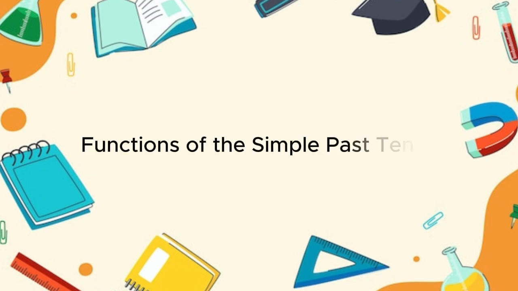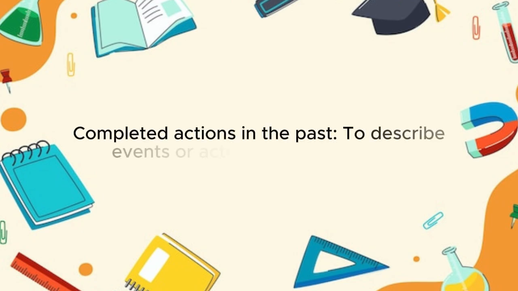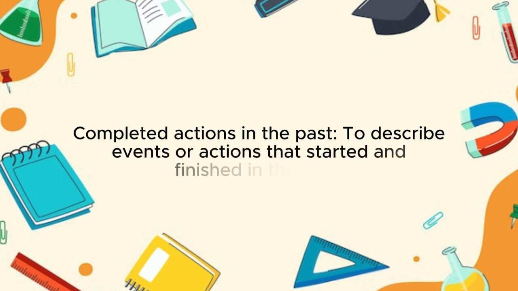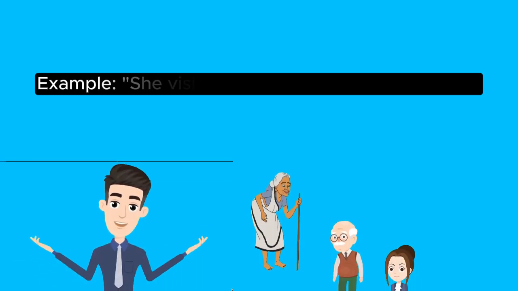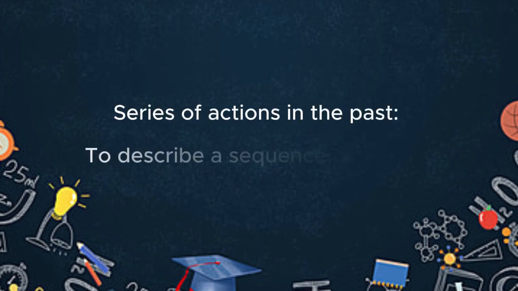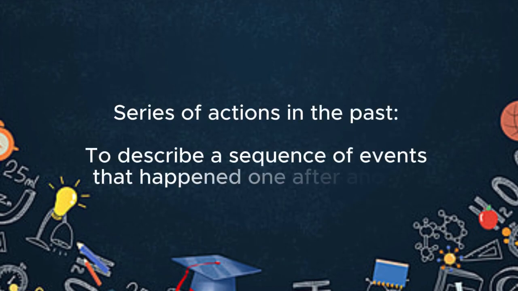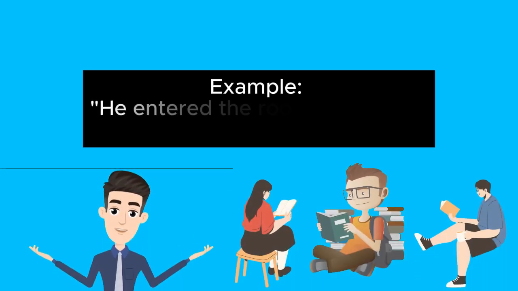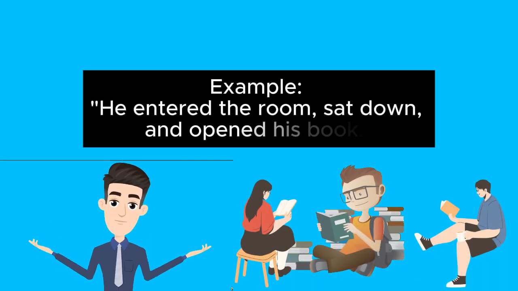Functions of the simple past tense: completed actions in the past. To describe events or actions that started and finished in the past. Example: she visited her grandparents last week. Series of actions in the past. To describe a sequence of events that happened one after another. Example: he entered the room, sat down, and opened his book.